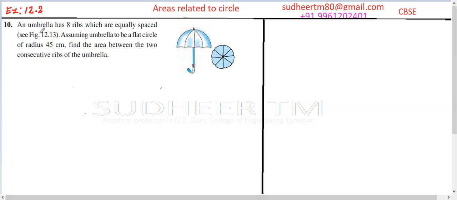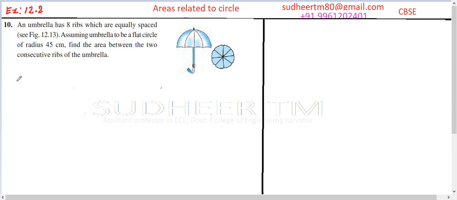Question 10, exercise 12.2. An umbrella has 8 ribs which are equally spaced. Assuming the umbrella to be a flat circle of radius 45 cm, find the area between two consecutive ribs of the umbrella. So here, this is the structure given. We are having 8 ribs.